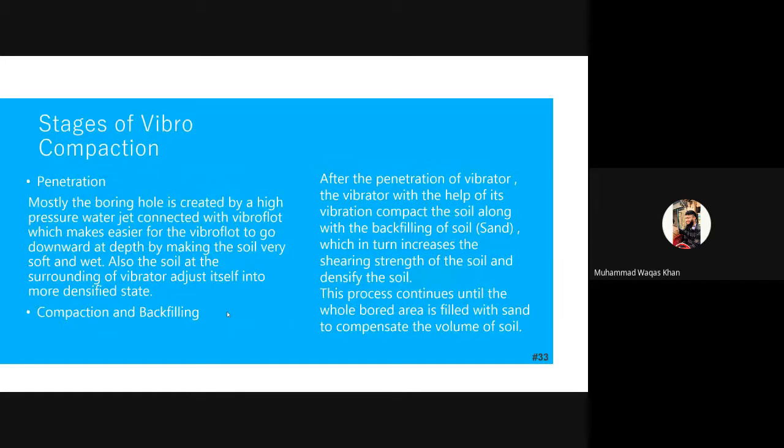This process occurs at different locations of the surface area to compact the surface as a whole. So here are the stages of vibro compaction. As I discussed earlier, first the penetration of the vibrofloat takes place, so we penetrate the vibrator inside the layer of soil. Then we vibrate the soil beneath, and we backfill the soil which has been extracted onto the surface due to compaction by vibration. This process continues until the whole bored area is filled with sand to compensate the volume of soil. So the volume of soil which is displaced is in the end put back into the soil layer.